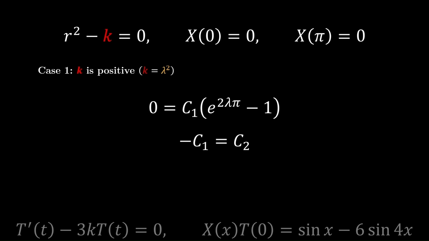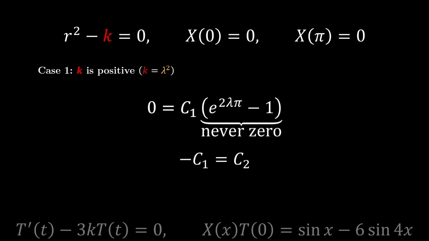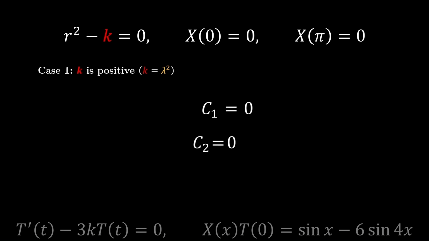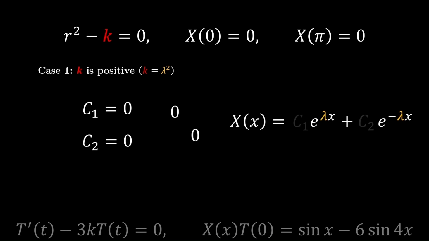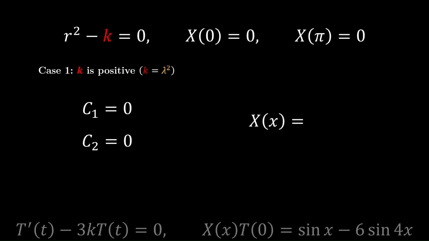We see here that we have two factors that when multiplied must equal 0, which means one or both of them must be 0. And we know that e to the 2 lambda pi minus 1 is never 0, since lambda is always positive, which means that c1 must equal 0. Which means that we end up with c1 and c2 both equaling 0. We can plug this into our original general solution form, and we end up with the not so interesting result, X(x) is equal to 0.